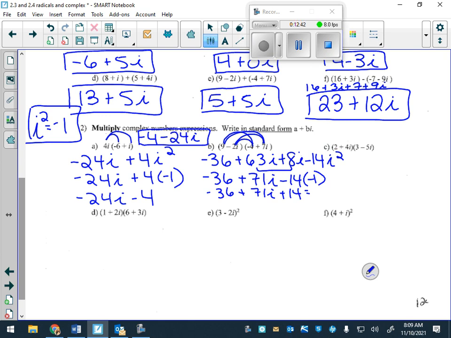Am I done? No, not yet, right? What's the last thing you have to do? Hannah? Yep. Right, so we want to combine negative 36 plus 14. What do we get? Negative 22 plus 71i. And that's in standard form.